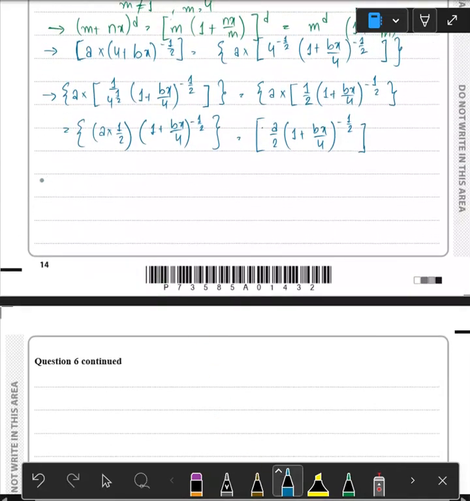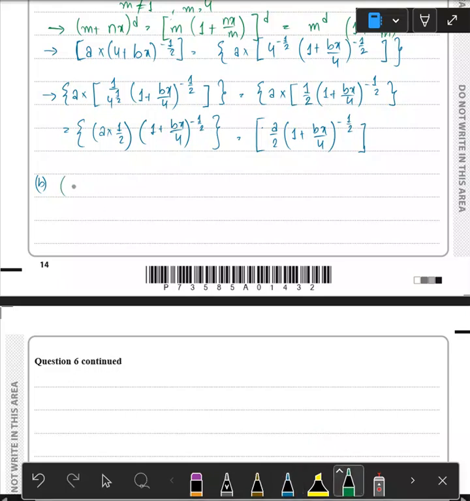Now for part B we need to expand this a by 2 and this thing. If you want to expand this part, the way we do this is, since a by 2 is just a constant, you can just leave it as it is. So we expand it in this way.